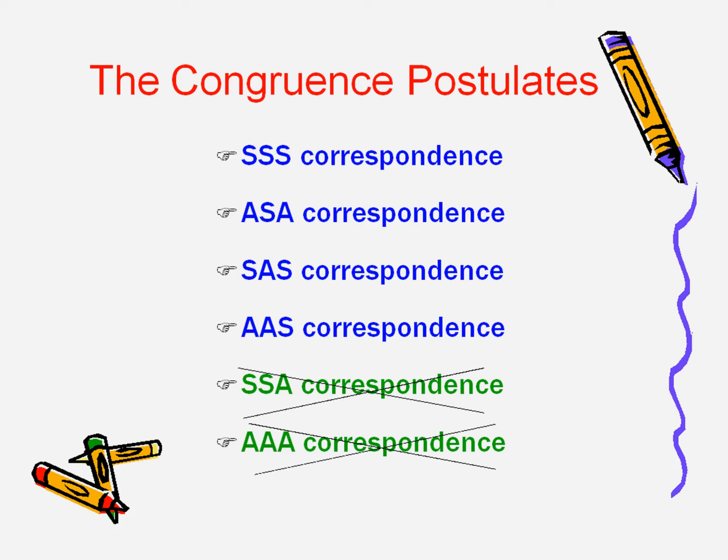Moving on to the next page of your notes, this is just a reminder. Here are the things that work: side-side-side, angle-side-angle, side-angle-side, and angle-angle-side. These are ones that don't work. If you come up with this combination when you're looking at triangles, you cannot conclude that they're congruent.